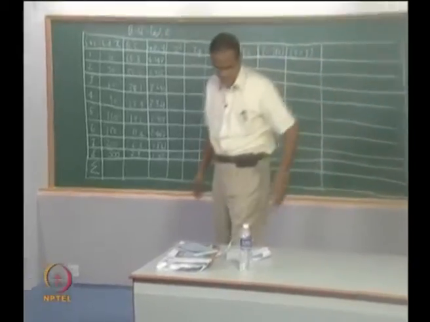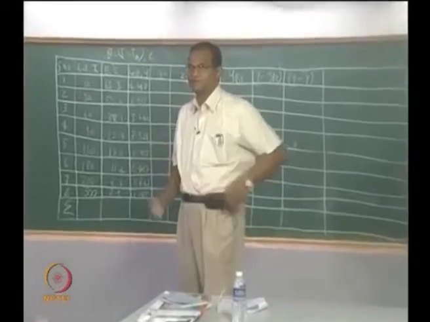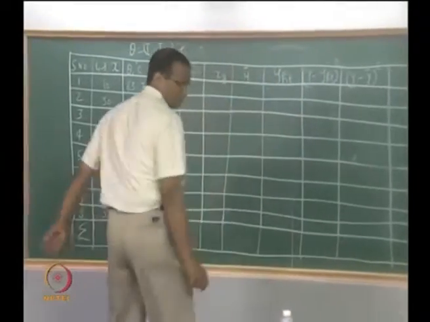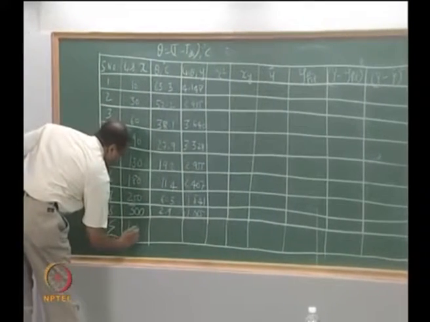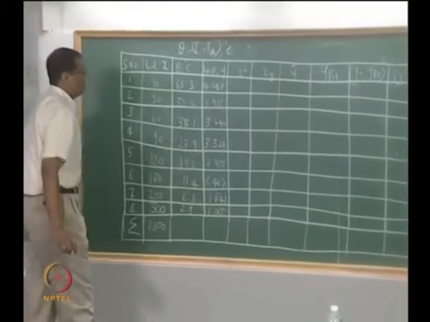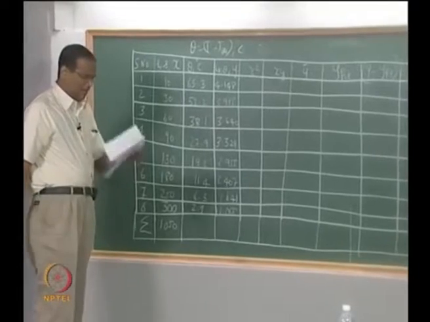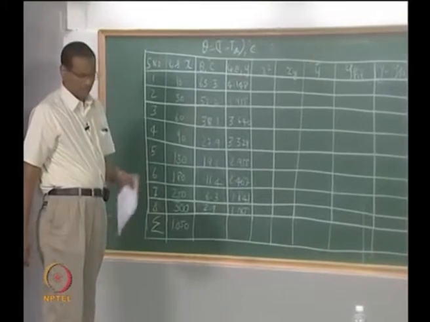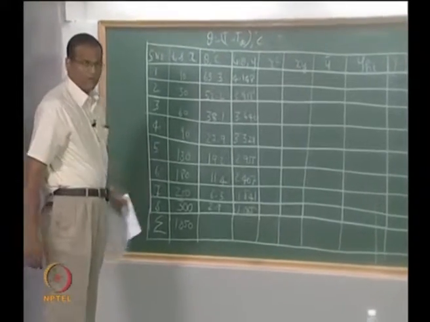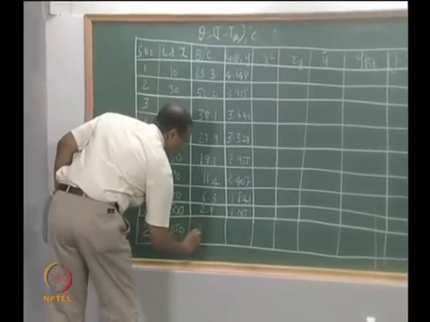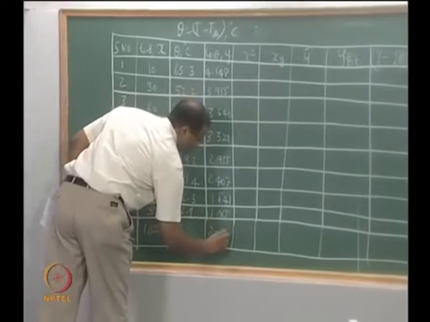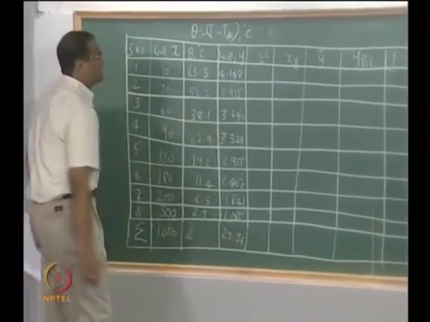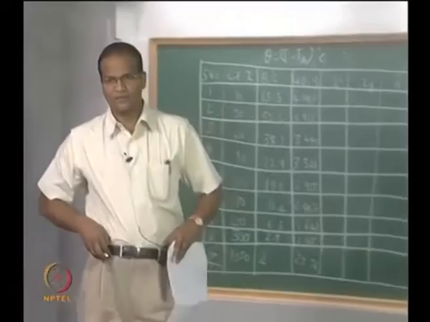Sigma x, 1050, good. Sigma y, 23.63, okay. Here, yeah, you have these basic things. Now you have to get x square and xy.